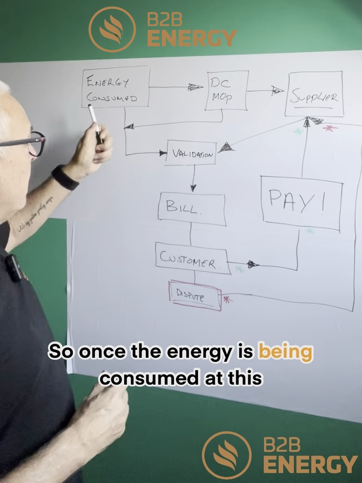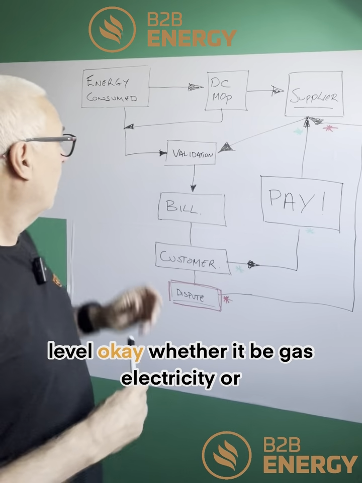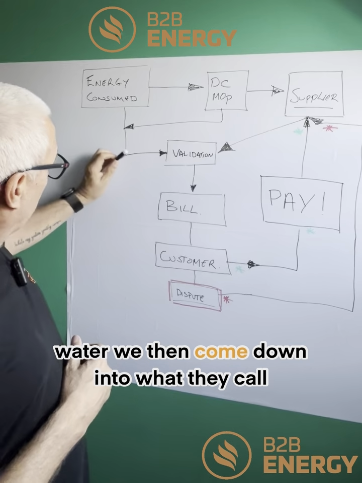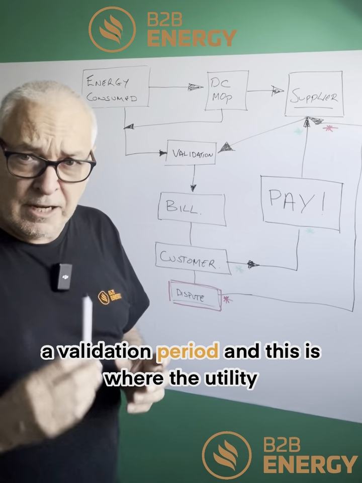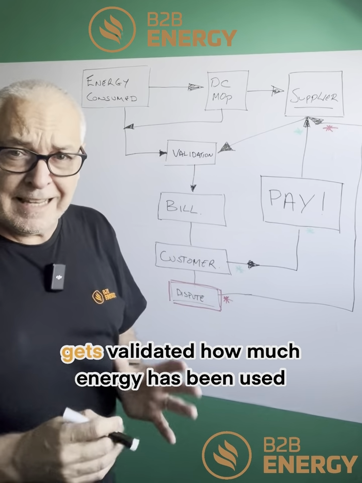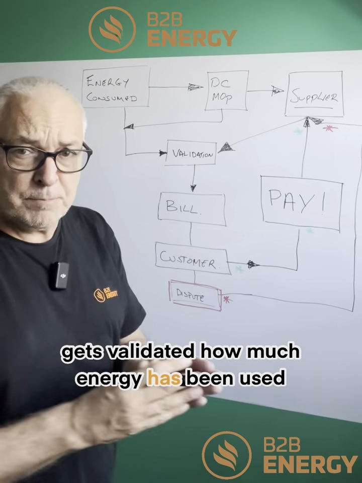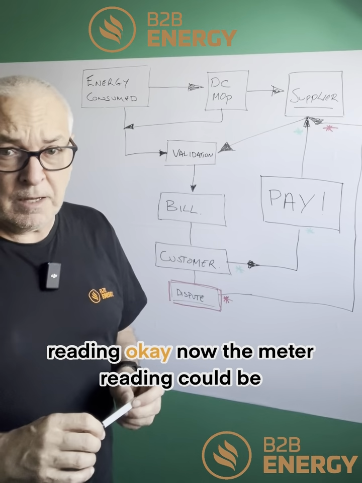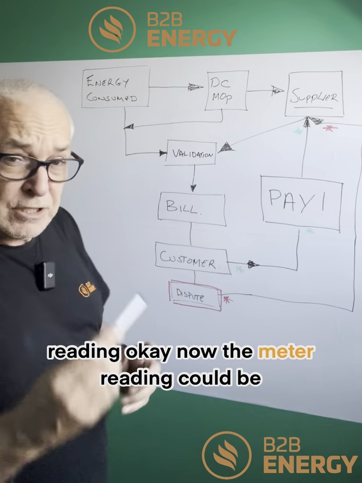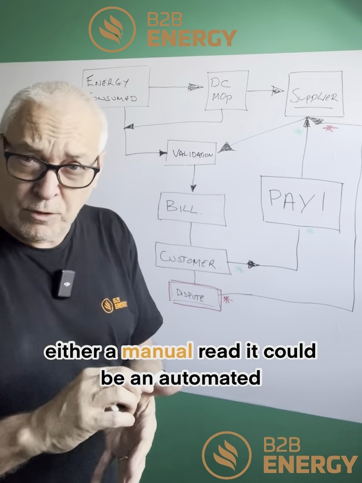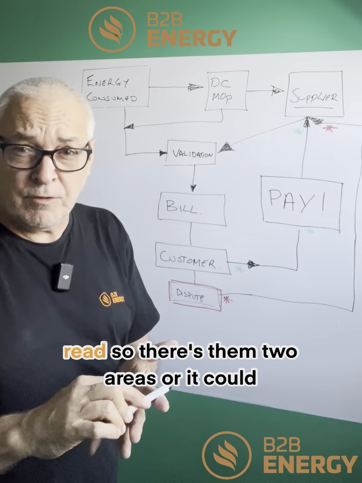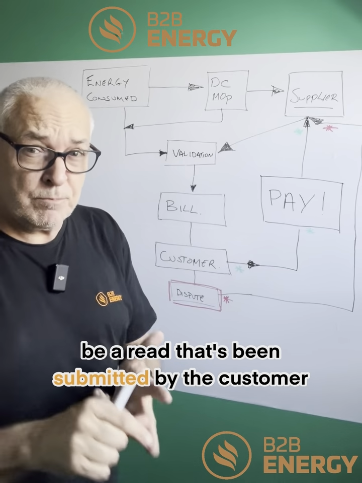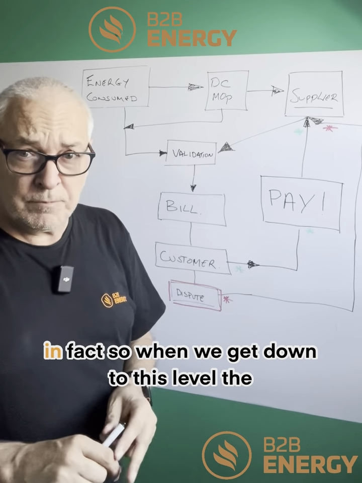So once the energy has been consumed, whether that be gas, electricity or water, we then come down into what they call a validation period, and this is where the utility gets validated. How much energy has been used at that time is compared to possibly the meter reading. Now the meter reading could be either a manual read or an automated read, so there are those two areas, or it could be a read that's been submitted by the customer.